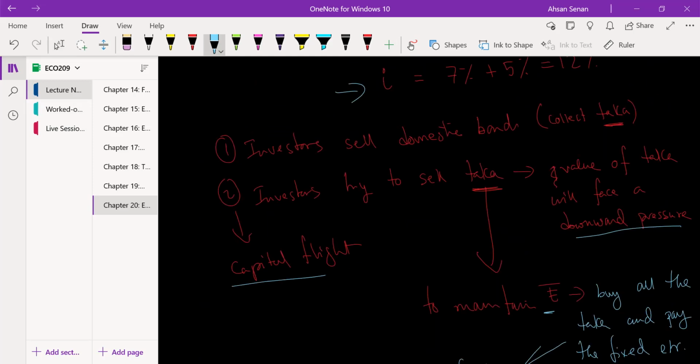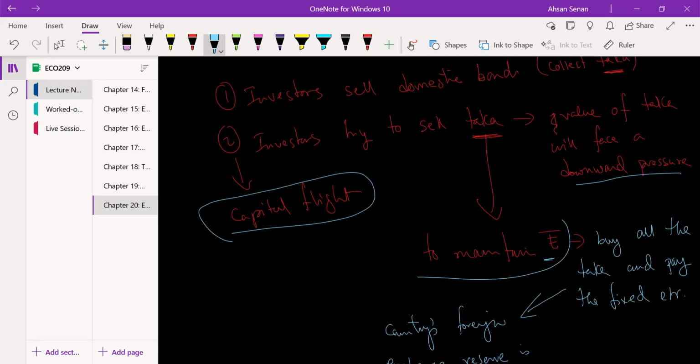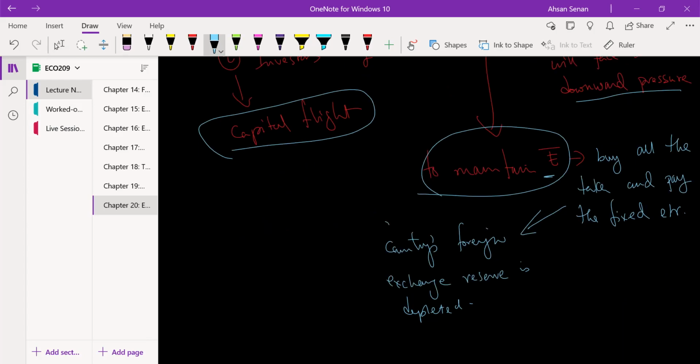First of all, that leads to capital flight, which is a bad thing. And second of all, if the government wants to maintain the exchange rate, they have to keep buying all the taka at the rate that they have fixed, which means that the country's exchange rate reserve is going to be depleted. So this is a major problem with countries that are trying to follow fixed exchange rate regimes.